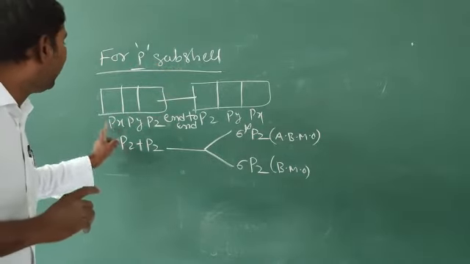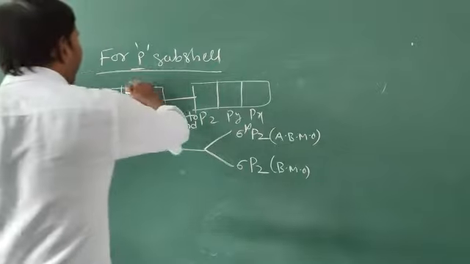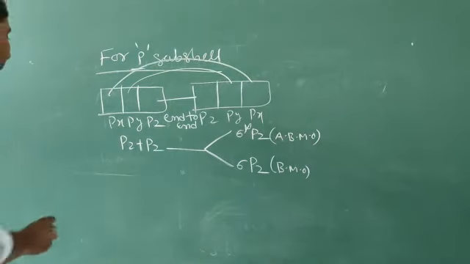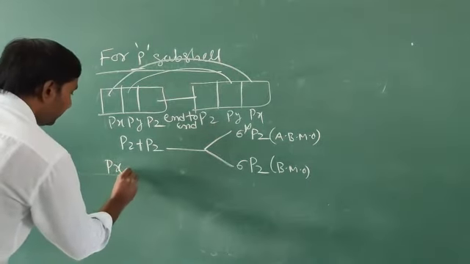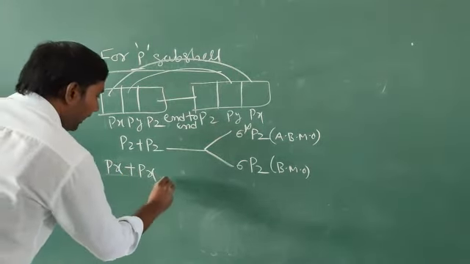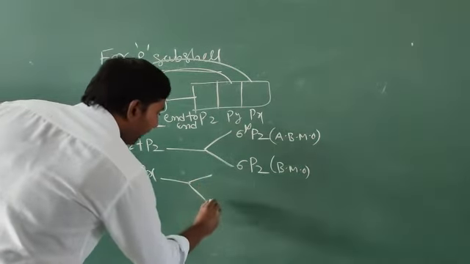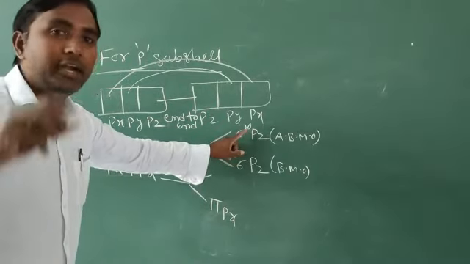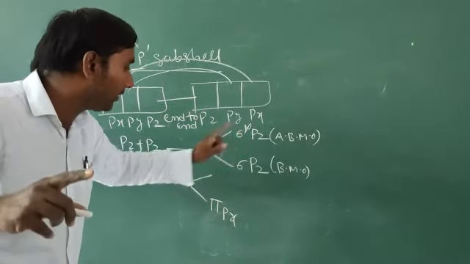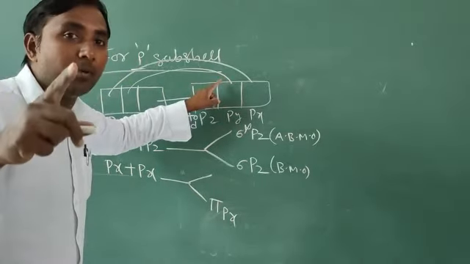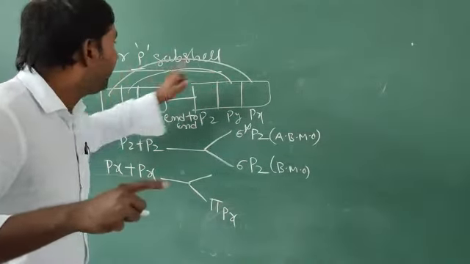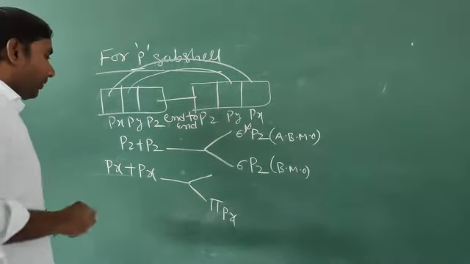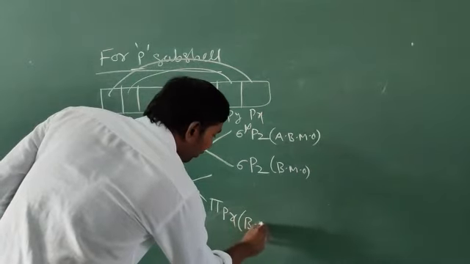Next, Py to Py and Px to Px: sideway overlapping. That's why for Px to Px, the bonding molecular orbital is pi Px, a pi bond. Pz to Pz, end overlapping, that's why sigma bond formation. Py to Py, sideway overlapping, that's why pi bond formation. Px to Px, sideway overlapping, that's why pi bond formation. That's why pi Px is the BMO.